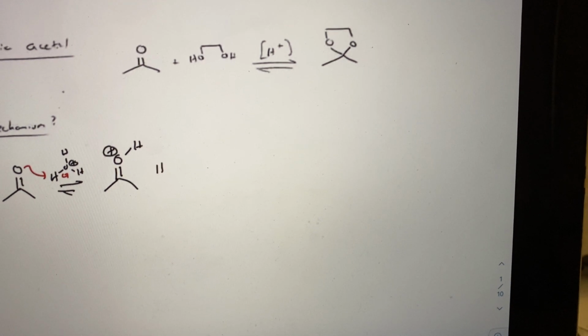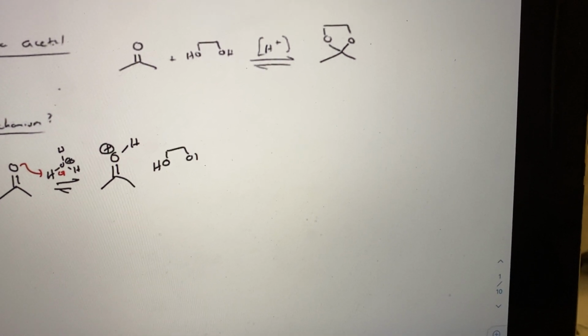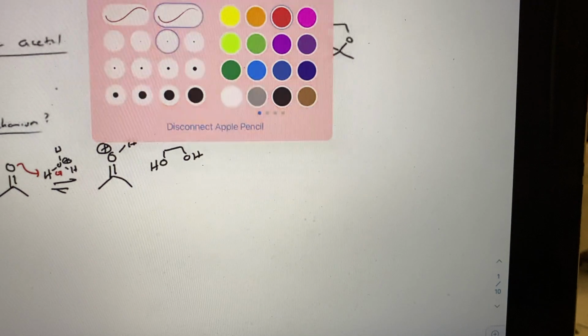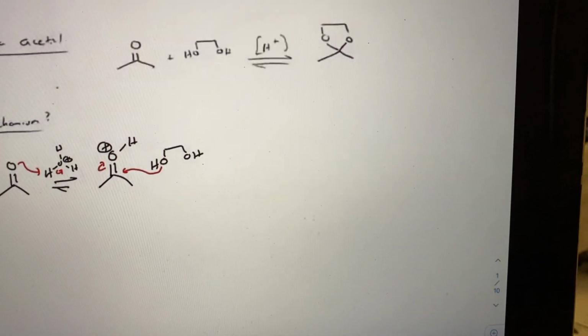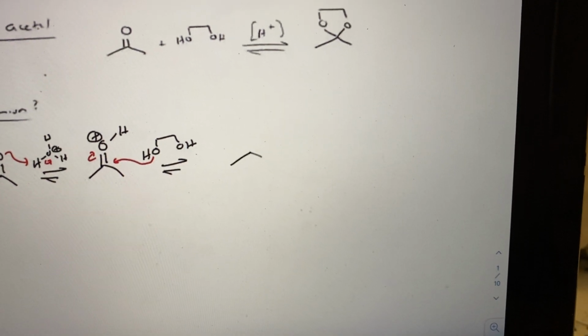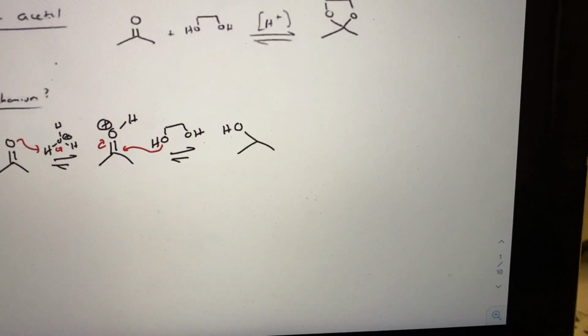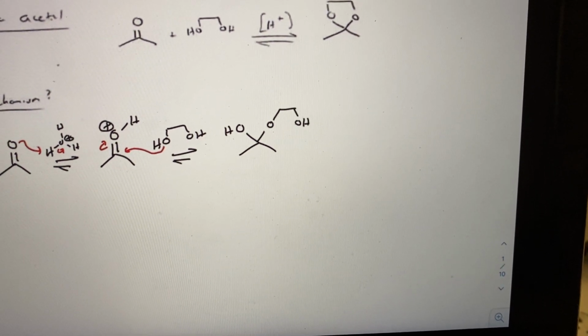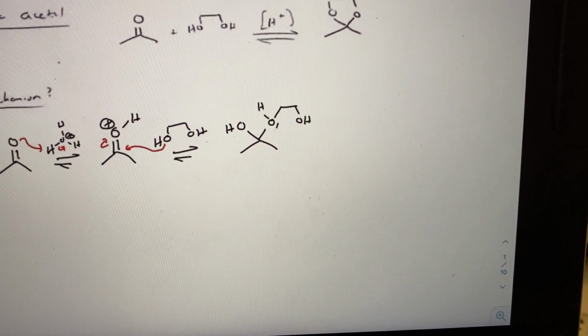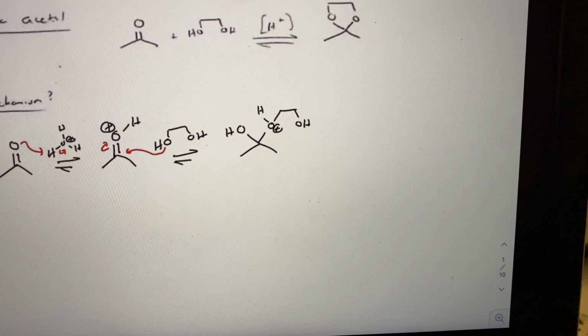Now let's have our diol attack. Just have this OH point out over here. Keep track of things. So this dangling over here. And this oxygen now has a positive formal charge.